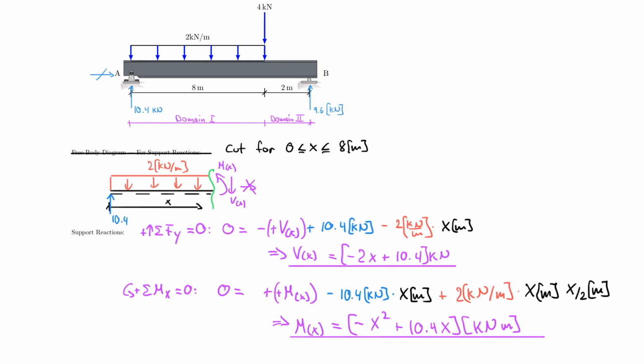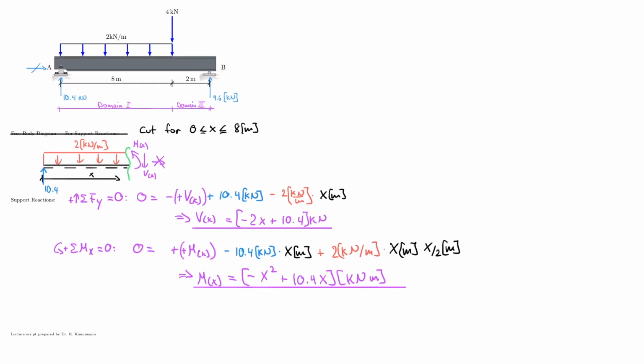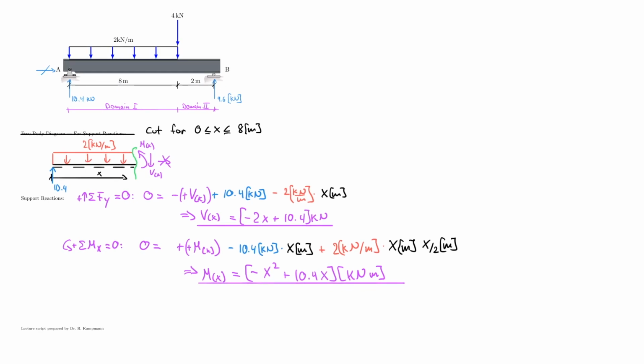And so I believe now we are ready. Wrap up domain 1, which was acting from x equals 0 to x equals 8 meters. And next, what I want to do is look at domain number 2 so that we can define the function for this region as well. Let's actually do that on the very same page so that I can compare them to each other at the end. And let's just say that now we're doing a cut for domain 8 is less than x and less than or equal to 10 meters. And so I will now redraw my cut.